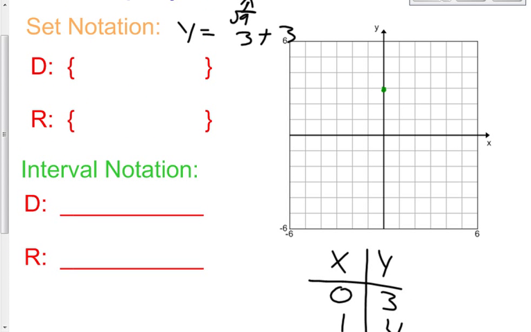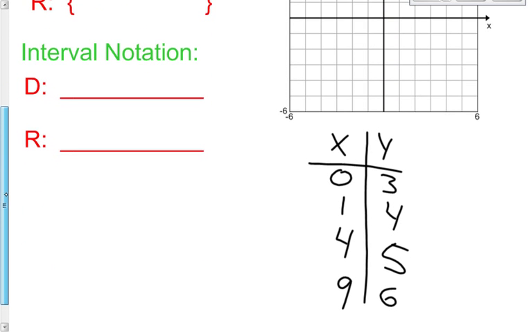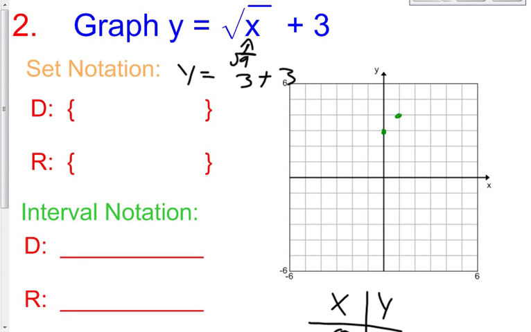0, 3; 1, 4; 4, 5; and 9, 6. The point 9, 6 is off our graph, but it's somewhere like here, I suppose. So then we're going to connect these with a curved line as we go up and to the right. All right, that's what I expect from you on the graph.